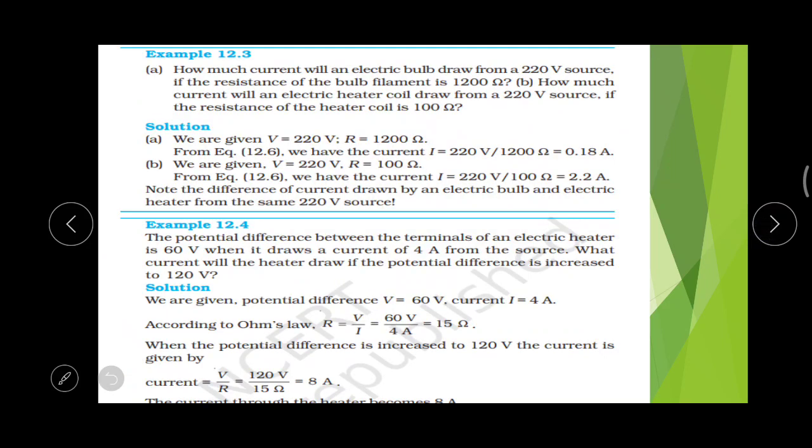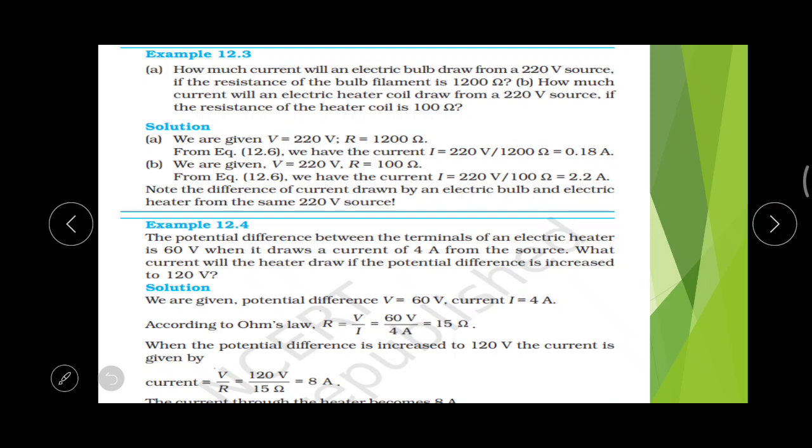Now let us come to example 12.3. All these examples use the relation R is equal to V by I. In the first case, you have to find the current value, and V and R values are given: 220 volt and 1200 ohm. You have to form the equation as I is equal to V by R. Then substituting the values, you will get the I value as 0.18 ampere.